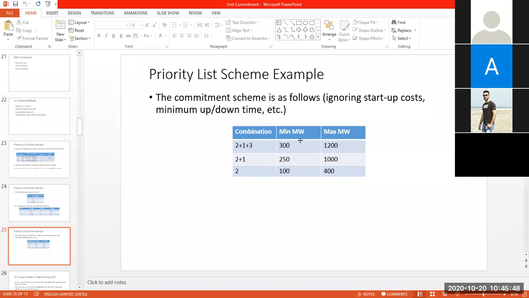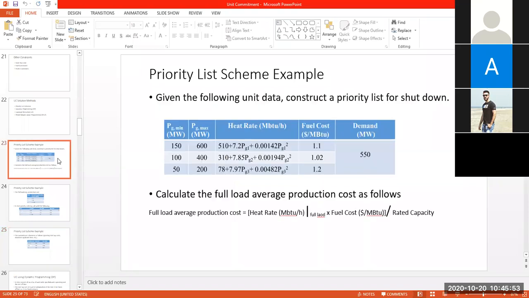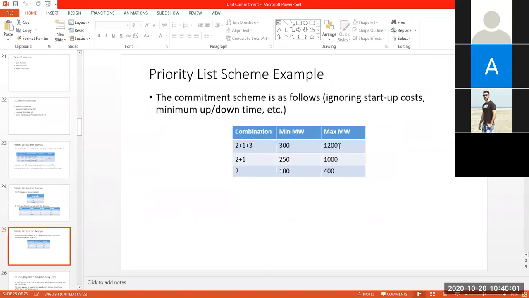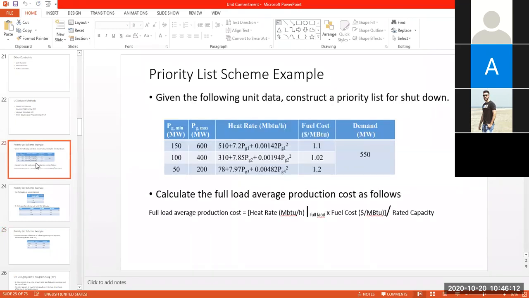First, let's say the maximum load that these 3 units can supply, how much will be the maximum? This would be 600 plus 400 plus 1200. So you see the starting is from 1200. The maximum is 1200, and the corresponding minimum would be what? You simply add these 3: 150 plus 100 plus 50. So you add these 3, you get the maximum possible outcome from the 3 units, and you add these 3, you get the minimum possible outcome from these 3 units.